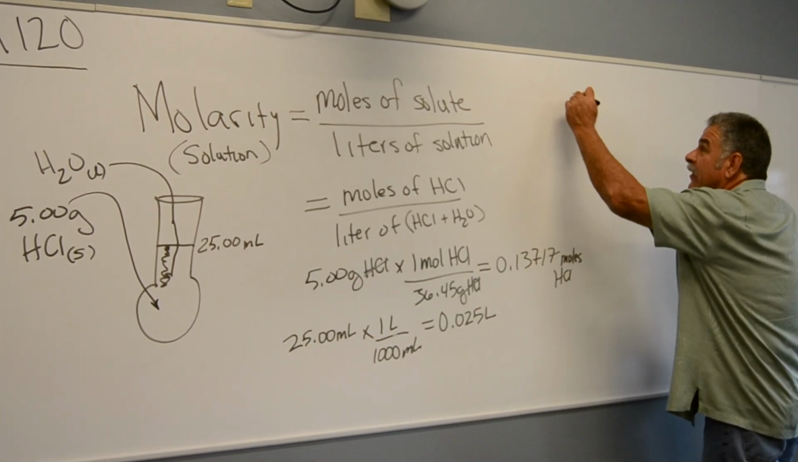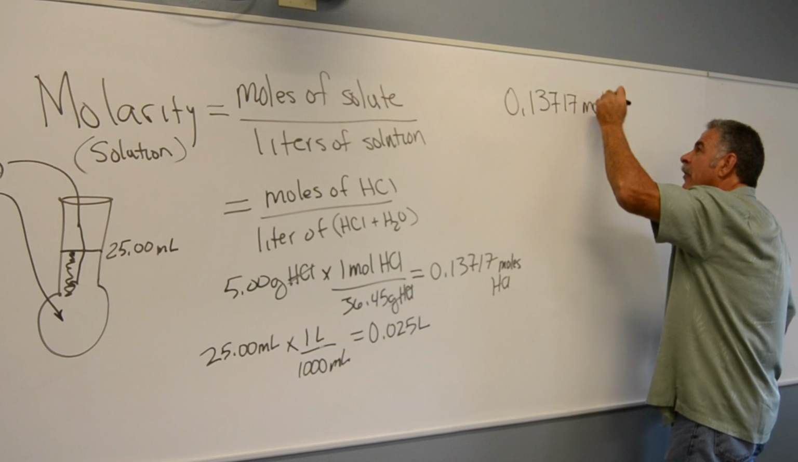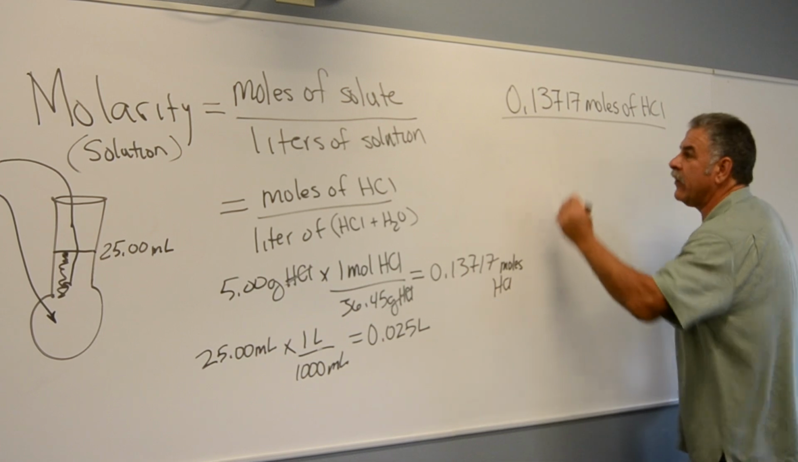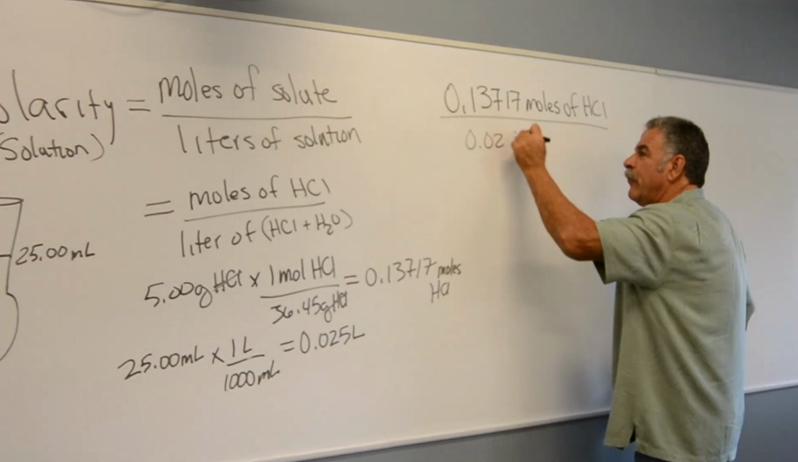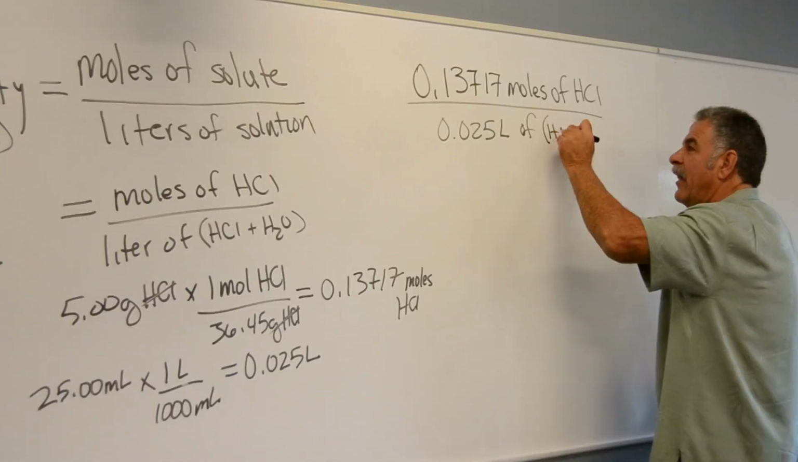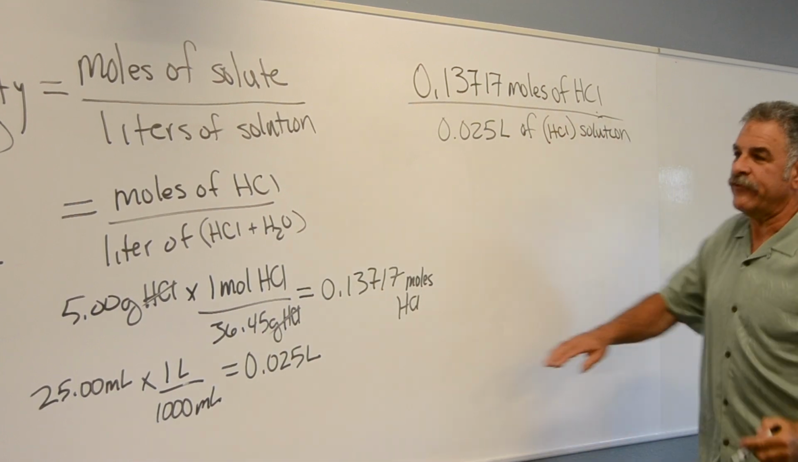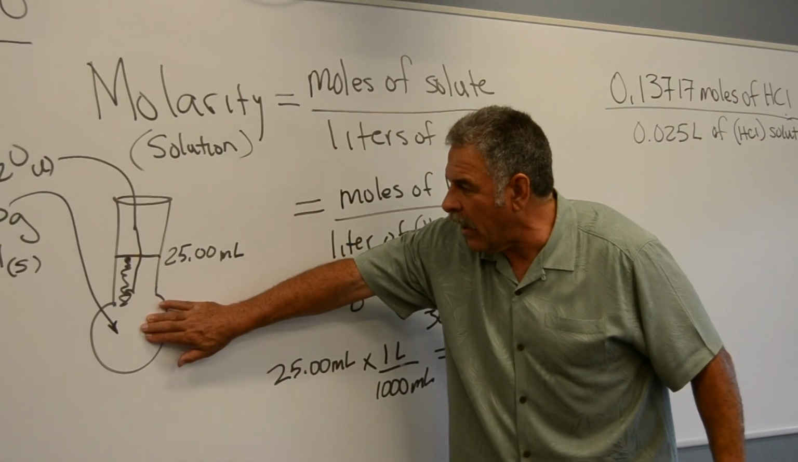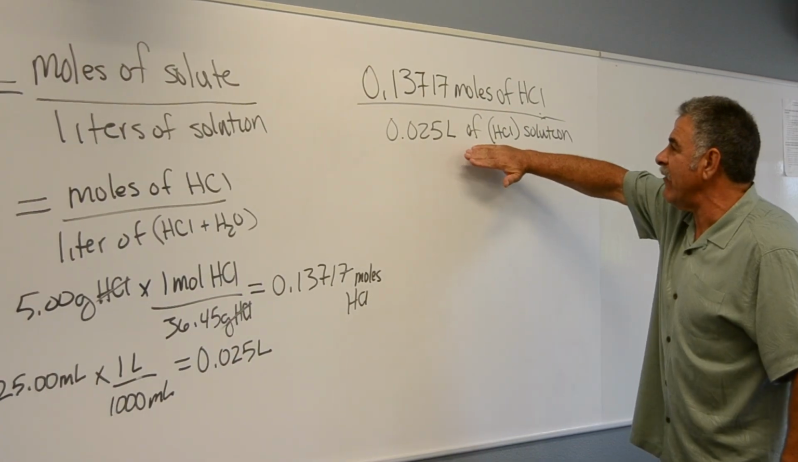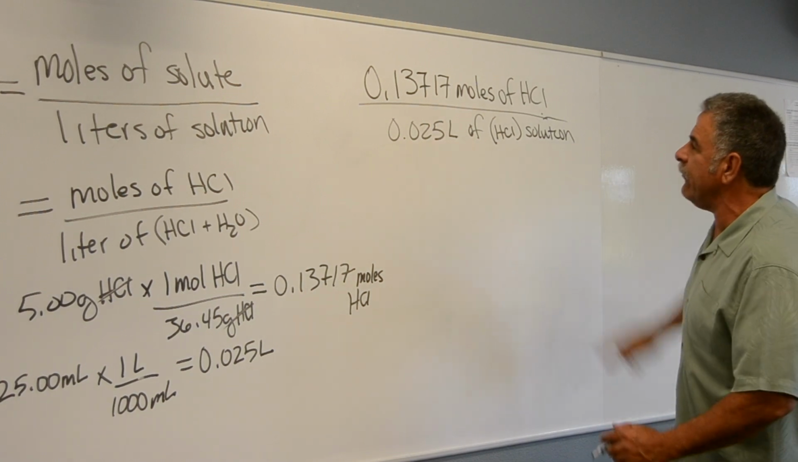So now we have both the numerator and the denominator, so all we have to do is plug them in. So let's do that. 0.13717 moles of HCl over 0.025 liters of, we'll call it HCl solution, right? Because it contains both the 5 grams dissolved hydrogen chloride and the rest water to 25 milliliters. So that's the 25 milliliters that's converted to 0.025 liters of HCl solution.